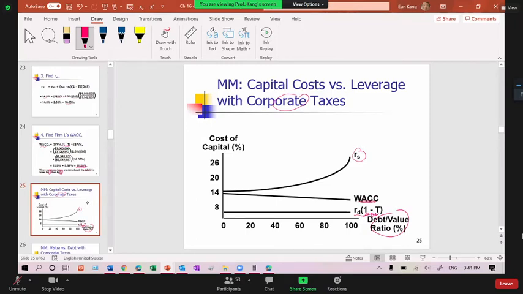So conclusion, still the same? Not the same. The conclusion is different. MM with no tax, VL is VU. Capital structure doesn't matter, but now with tax, capital structure matters. The more you borrow, the higher the value. The lower WACC, that means the higher value. So the more debt, the better, right? Pretty strange conclusion.